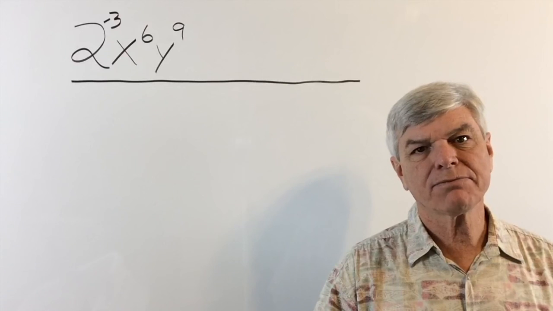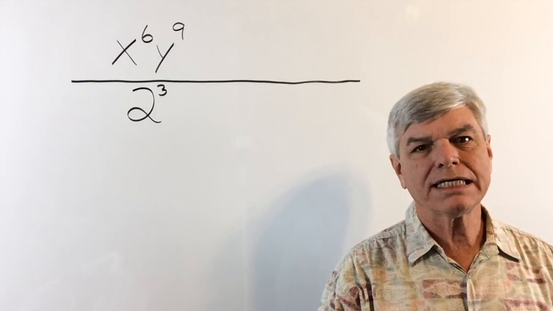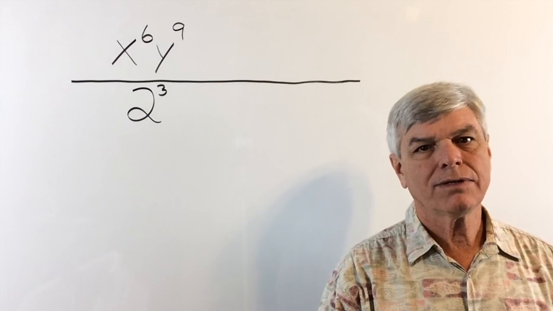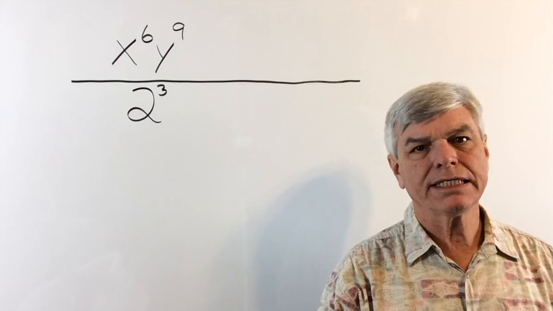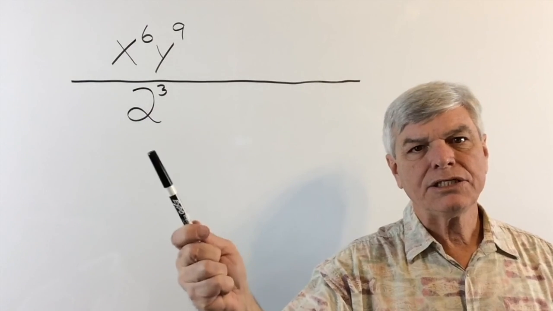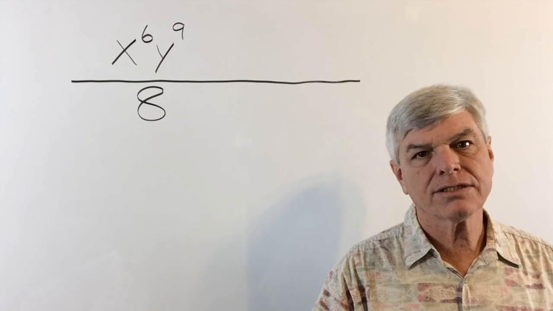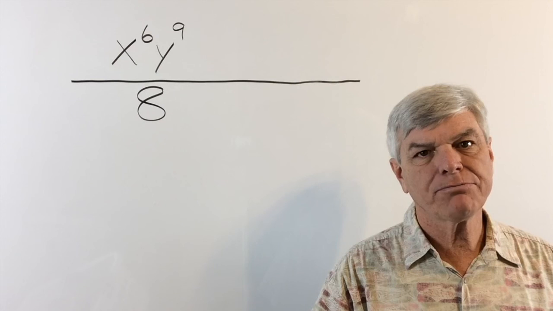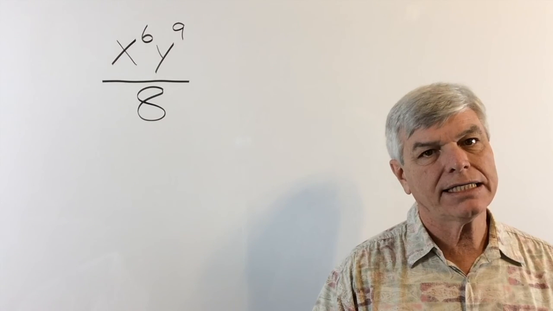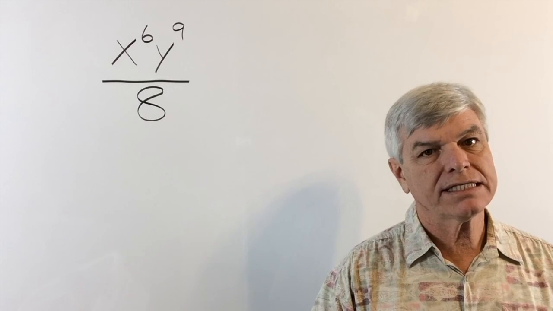And now the only thing I have upstairs with a negative exponent is our units, 2 to the negative 3. Let's bring that downstairs. Boy, that's looking better all the time. You remember what that looked like when we first started? Wow, this is looking pretty good. Anyways, there's nothing we can do upstairs. 2 cubed is 8, and that is our answer. Let's clean up that division bar a little bit. x to the 6, y to the 9 over 8 is our answer. And that is it for this lesson.